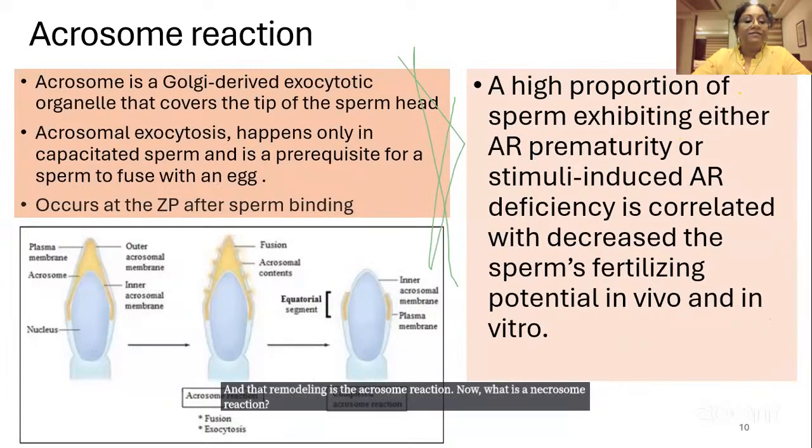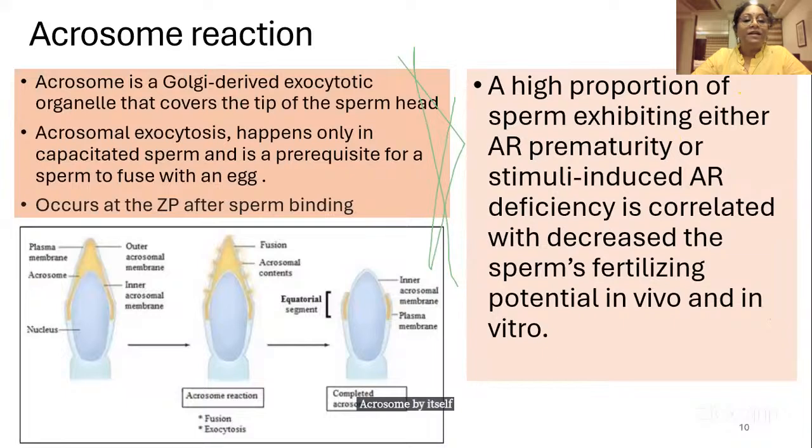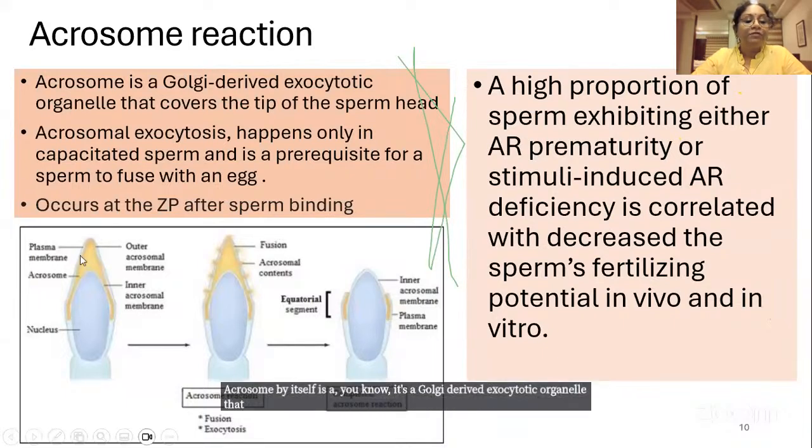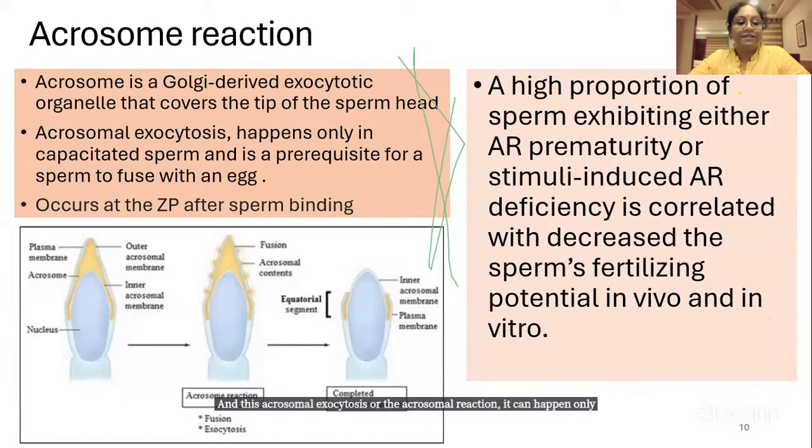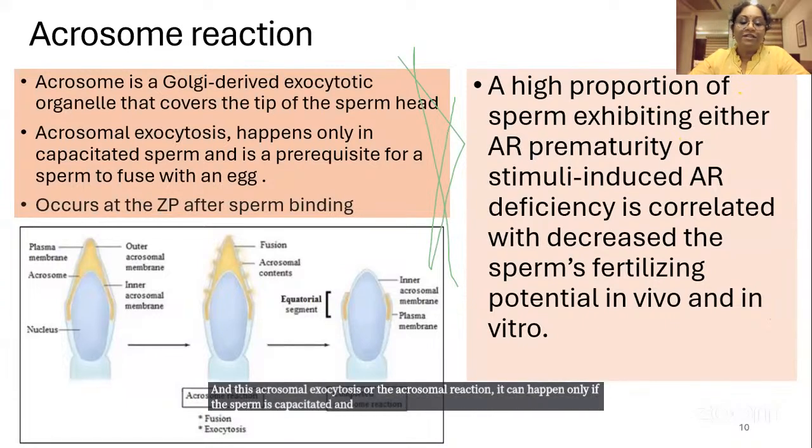The acrosome by itself is a Golgi-derived exocytotic organelle that covers the tip of the sperm. 40 to 70% of the sperm head is covered by the acrosome. This acrosomal exocytosis, or the acrosomal reaction, can happen only if the sperm is capacitated. As I had mentioned earlier, it's a prerequisite for sperm to fuse with the egg, and it occurs at the zona pellucida after binding of the sperm.